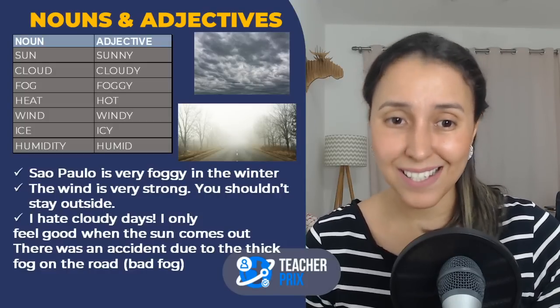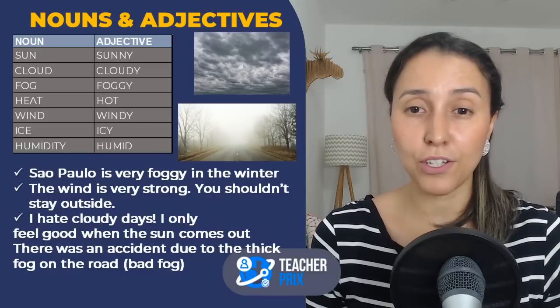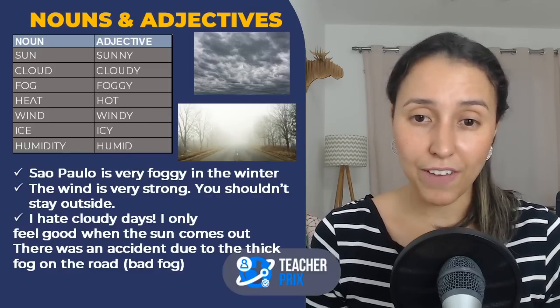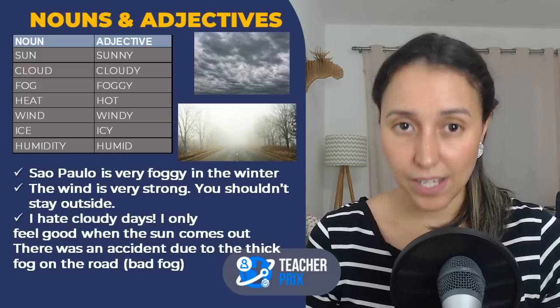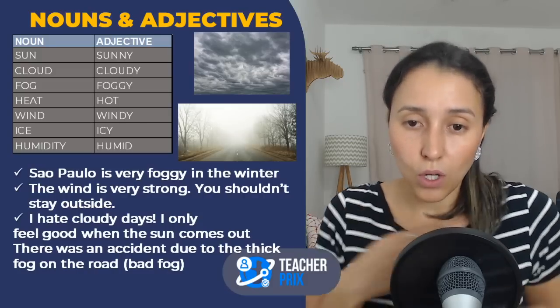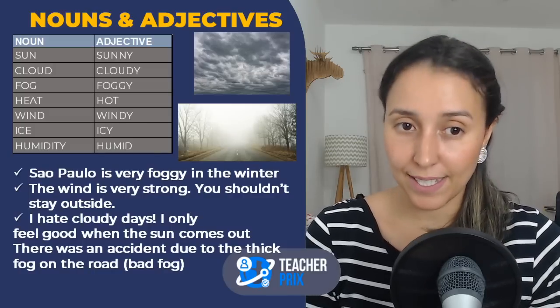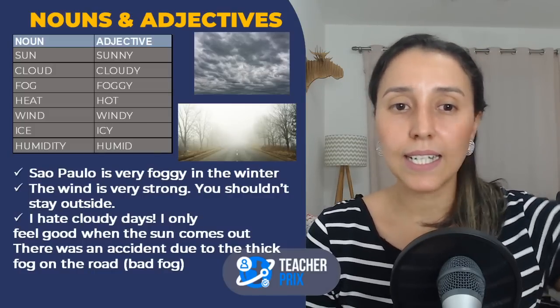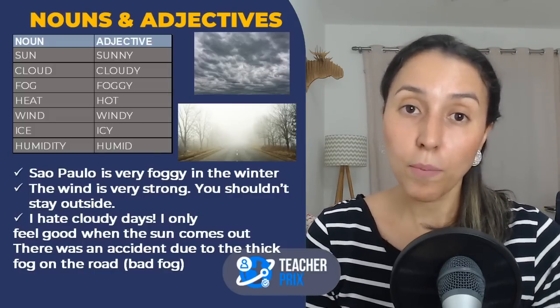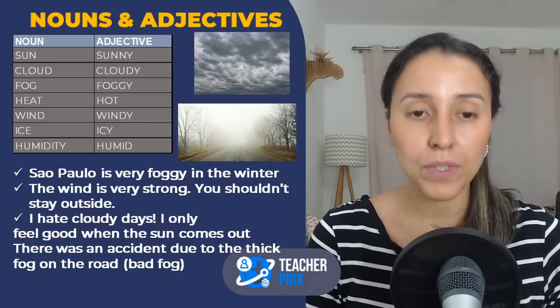Ice or icy, all right? Well, that's not our problem in Brazil. There's a lot of ice. So if there's a lot of ice, it can be icy, okay? There are other words. I forgot to say cold. Cold. It's the opposite of hot, okay? So we have the heat and we have hot. The opposite of hot is cold, okay?